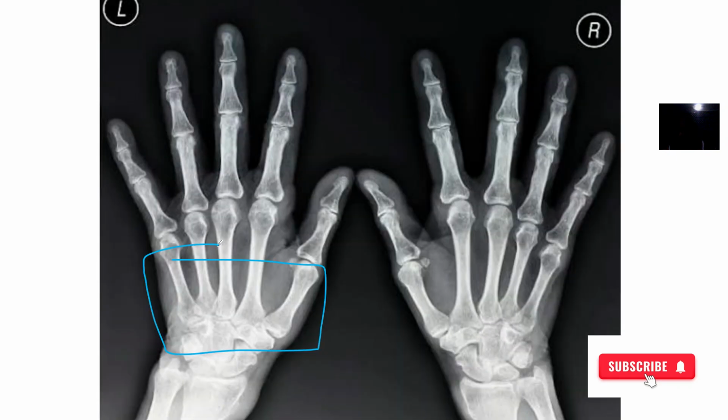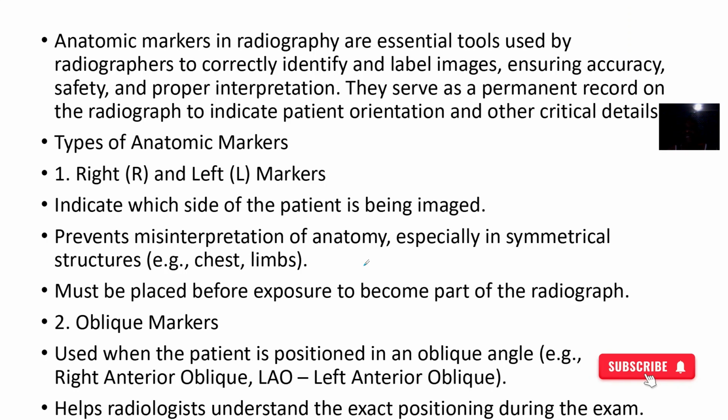So of course it has to do with good quality knowledge of your anatomy. They are just markers, things that when I see, then I can say, okay, this imaging belongs to this part of the body. So they are just essential tools. They are used by radiographers to identify and label images. This will ensure that everything is accurate, everything is safe, and that any imaging coming up has proper interpretation.